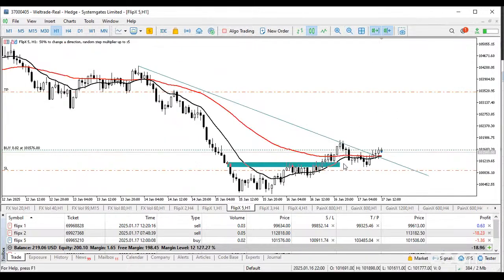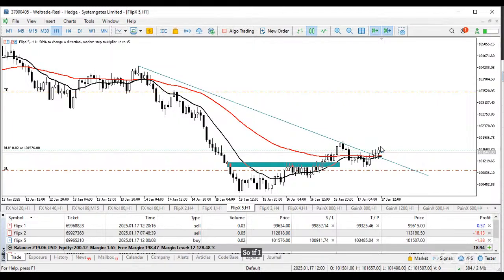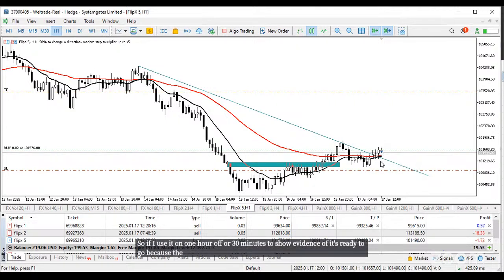In 1 hour now, though it has not crossed very well. The danger, and why you should wait for it to cross properly, is that you need the black to cross up on 1 hour or 30 minutes to show evidence that it's ready to go. Because this thing can still come down, and this black will not cross again.